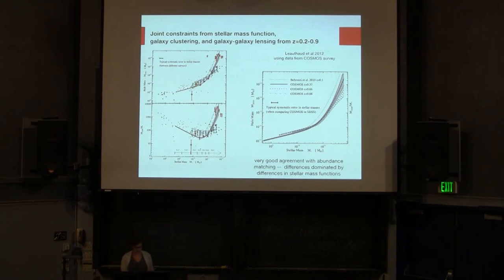The last thing I want to say is just that the data is already really good and it's getting better fast. And that means that we really have to think about some of these detailed systematics. This was a joint analysis of galaxy-galaxy lensing, galaxy clustering, and the stellar mass function with 2 square degrees.